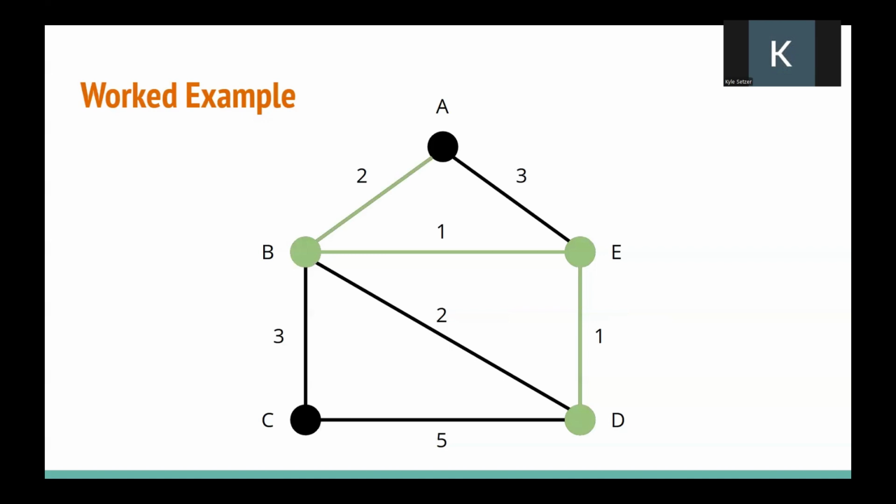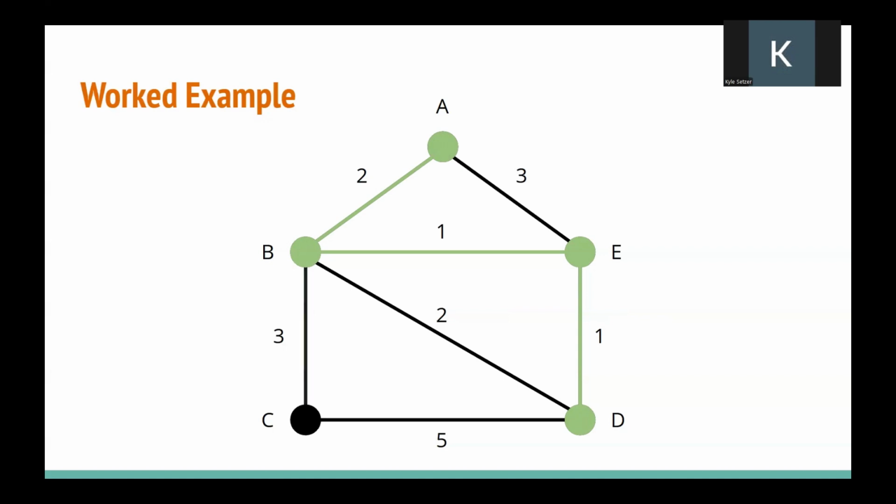We'll check this one here. Does it create a cycle? It does not, so we'll add it and its vertex to the minimum weight spanning tree. We do not include the edge from B to D because if we check it, it does create a cycle between B, E, D, and back to B, so we cannot include that in the minimum weight spanning tree.